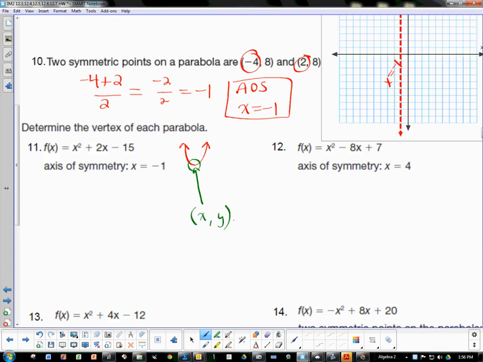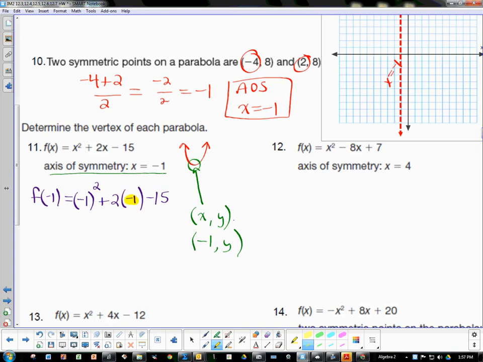Fortunately, we know the axis of symmetry. So this vertex is going to be -1 comma y. Well, I don't know what that y is, so all I have to do is take this -1 and plug it in. So we're going to find f at -1 is equal to -1 squared plus 2 times -1 minus 15. So you can see immediately what I did: I plugged in a -1.